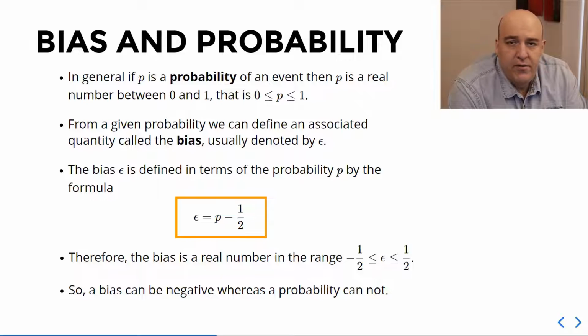P is a real number. It's between 0 and 1. It could be 0, it could be 1. And P equals 0 means the event is impossible. P equals 1 means the event is guaranteed to happen.